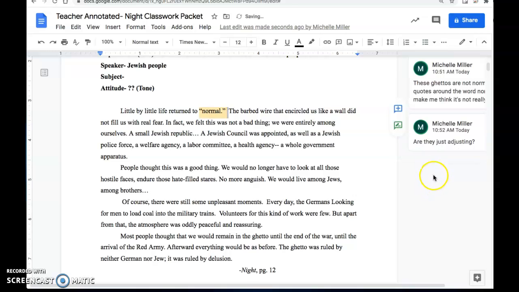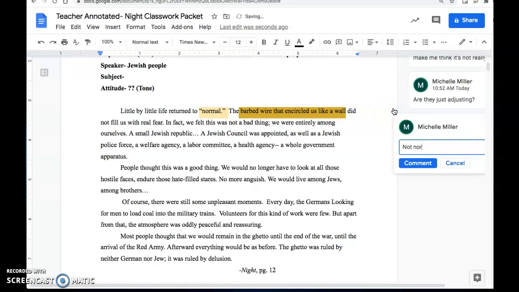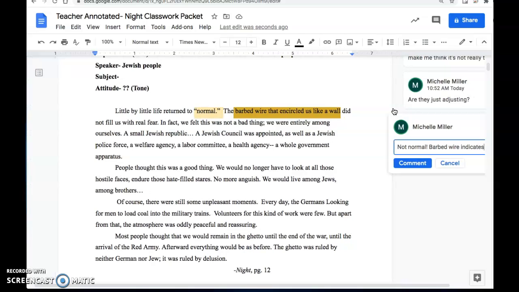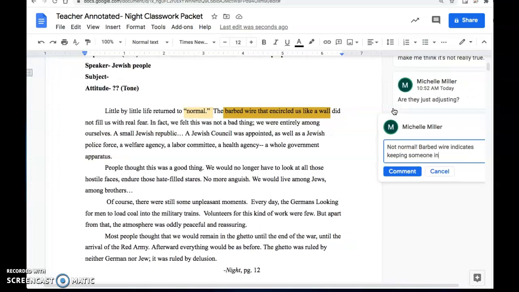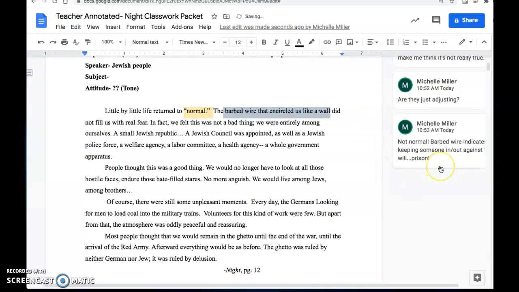We'll see. The barbed wire that encircled us like a wall did not fill us with any real fear. So this, to me, is the first instance of not normal, right? Barbed wire to me, barbed wire indicates keeping someone in or out, usually against their will. Kind of like prison. So in my normal, right, barbed wire around my house is not normal.